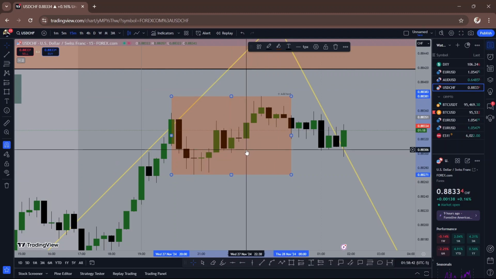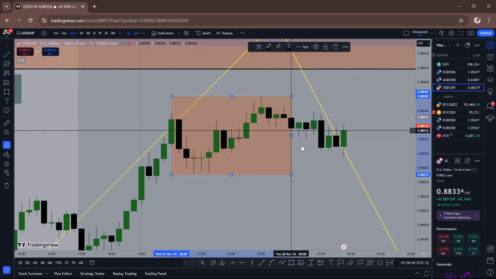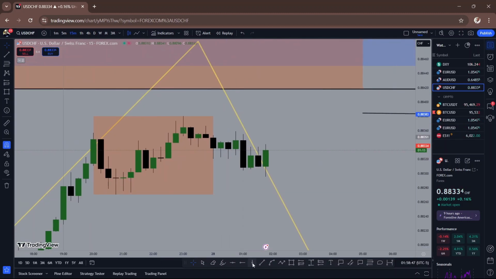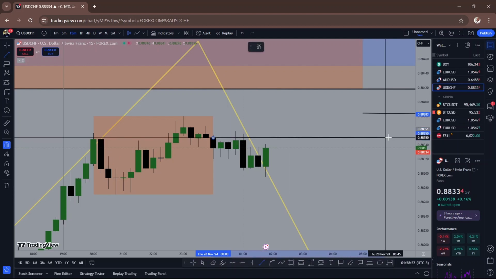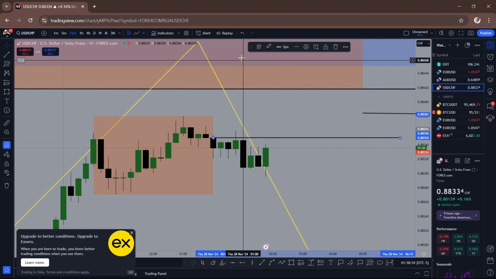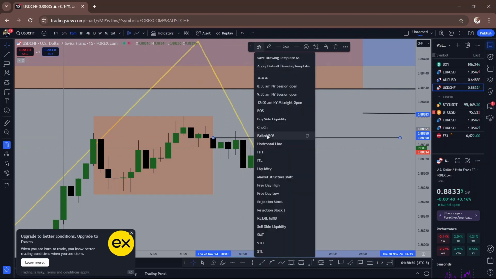So that is now my Asian range low. Now you can see what price is now doing. Then we can now have this as our midnight open from here. So you can see how price is actually forming into how I want to place my entry.